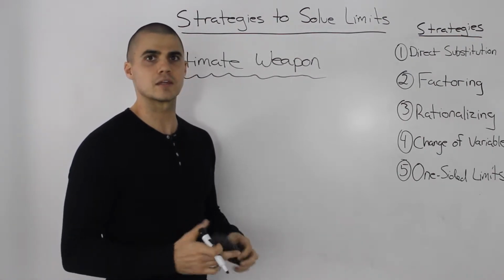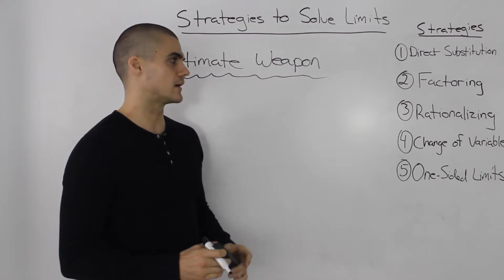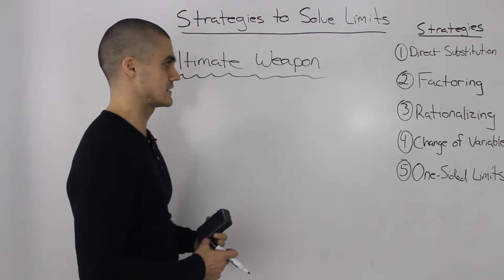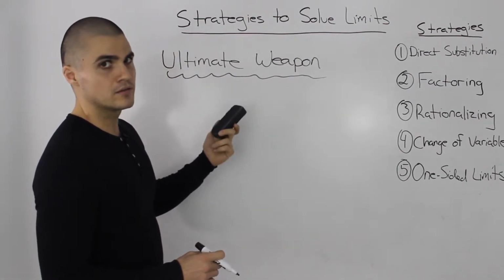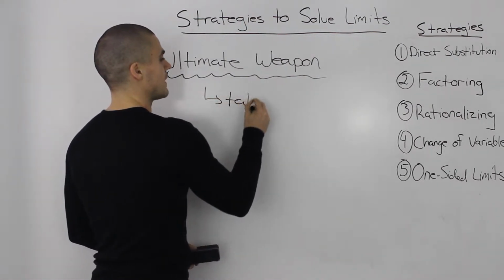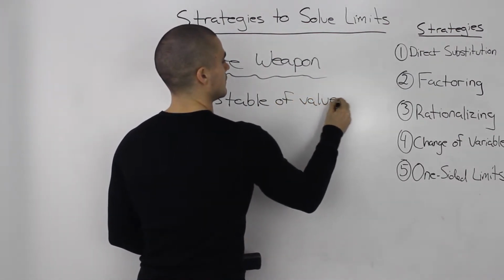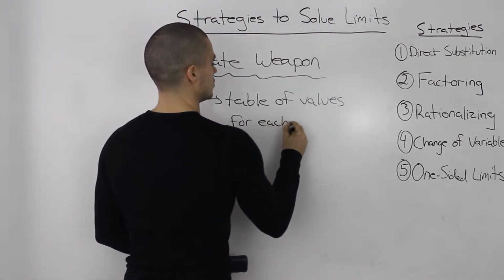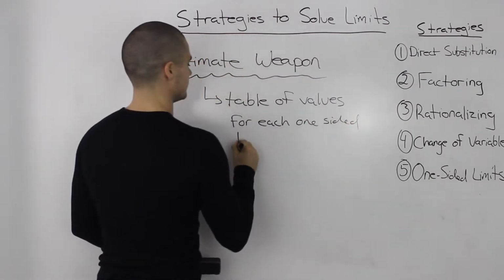If you get a limit and you don't know how to solve it, none of these strategies are working. Maybe it'll be some kind of ugly limit that you have no idea what to do with. Your ultimate weapon is you can always just make a table of values for each one-sided limit.